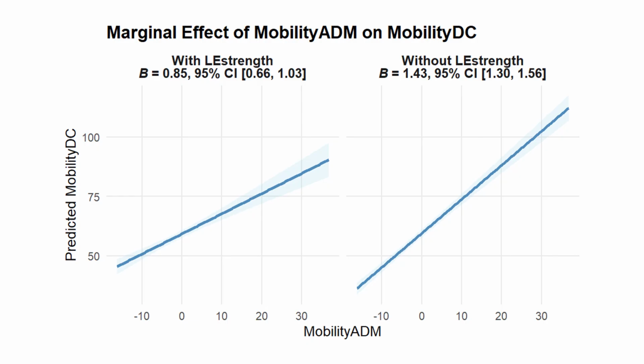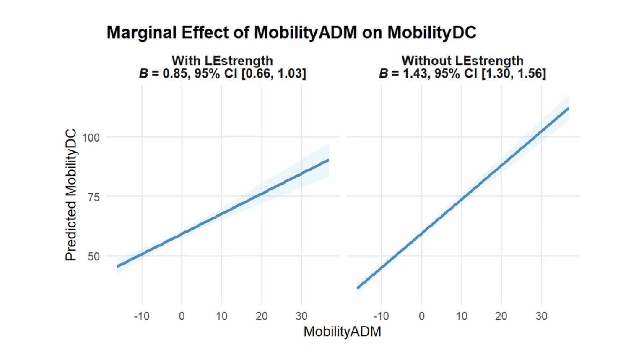The line represents the predicted discharge mobility score across the range of admission mobility scores. And again, these are centered, which is why you see the negative values. The shading is the standard error of the line and the standard error of prediction.